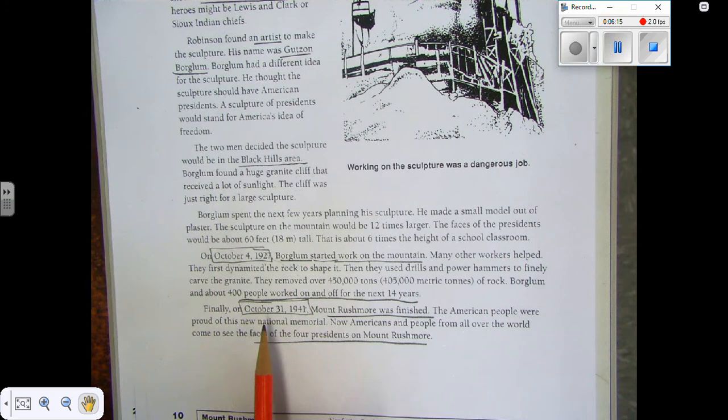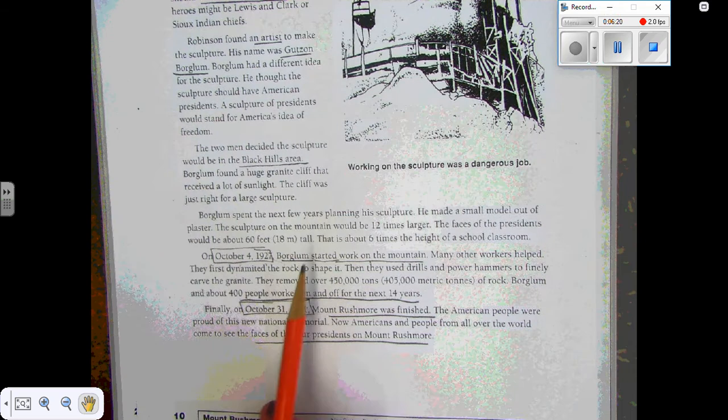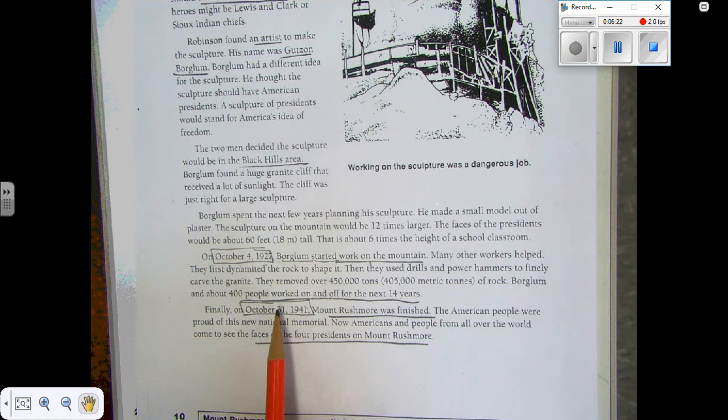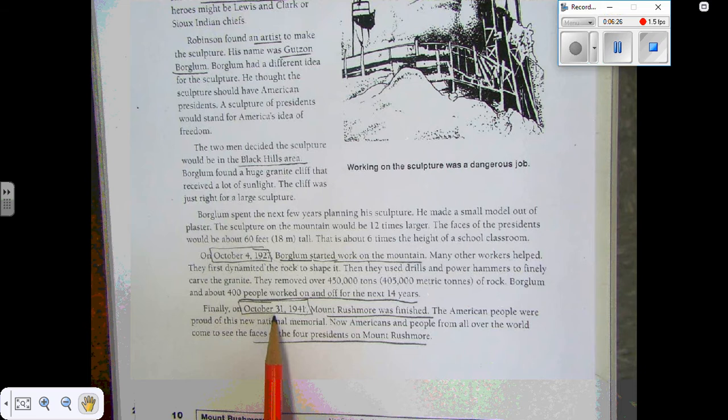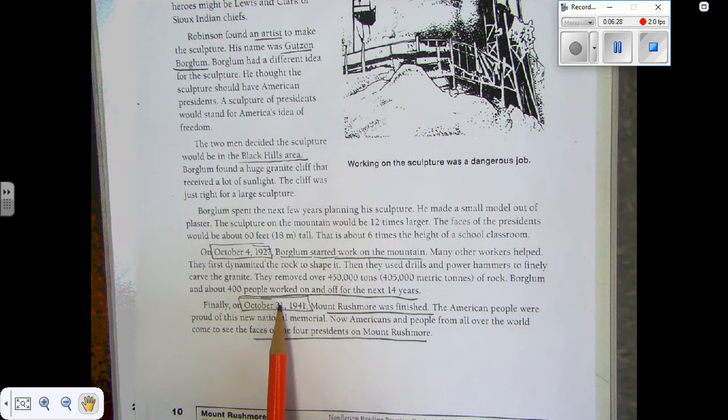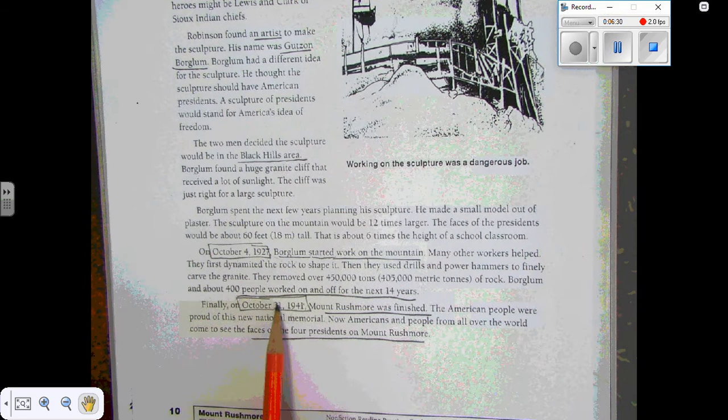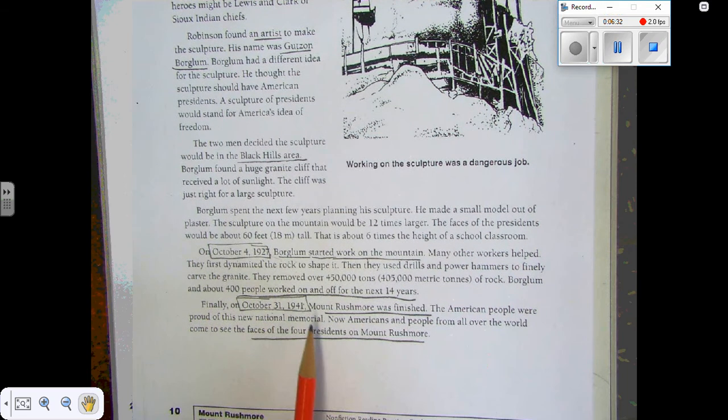So I would like you in your notes to write this sentence for this date. And I also would like you to figure out how many years did it take for Mount Rushmore to finish? Because I think that's a very major part of the information you're gaining. So pause the video, write that, and then we'll compare our notes.